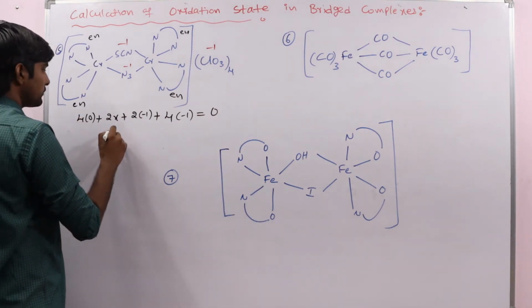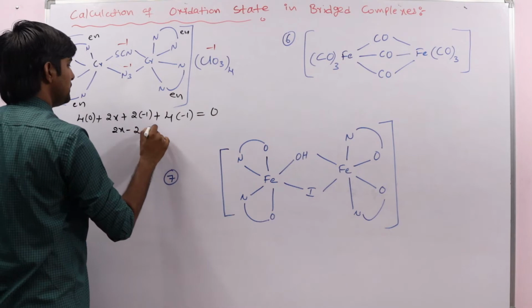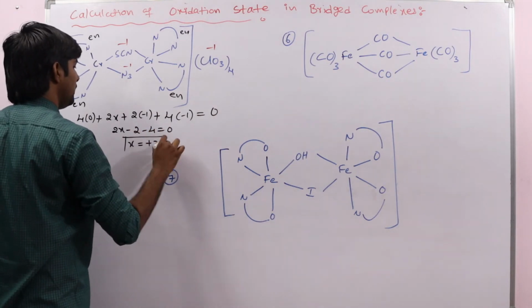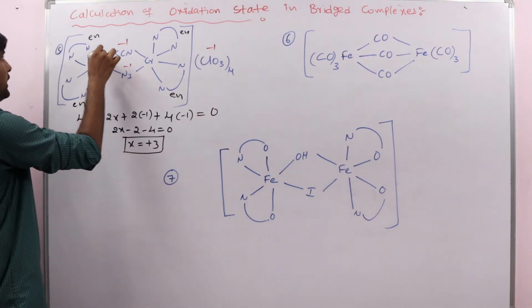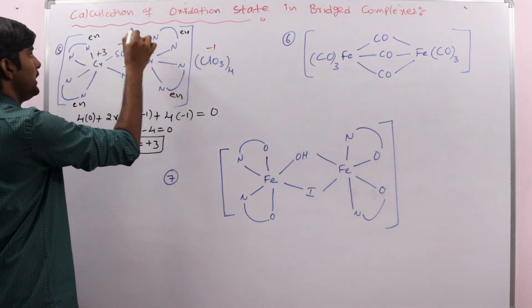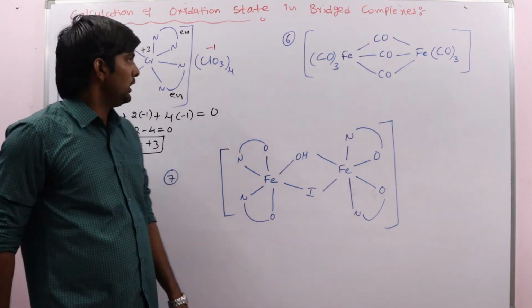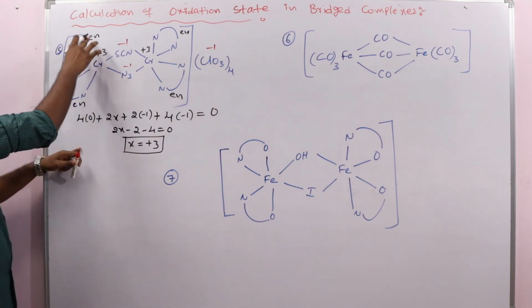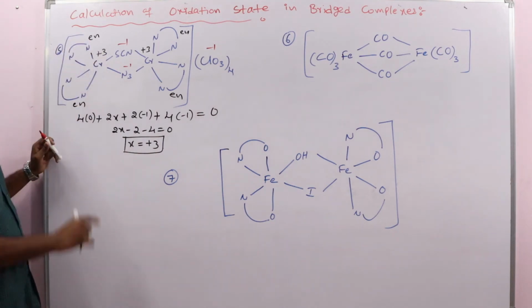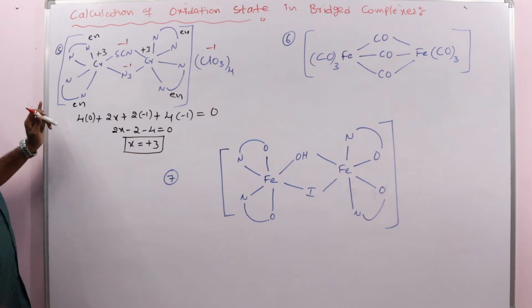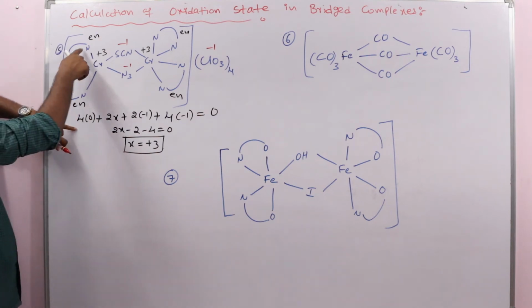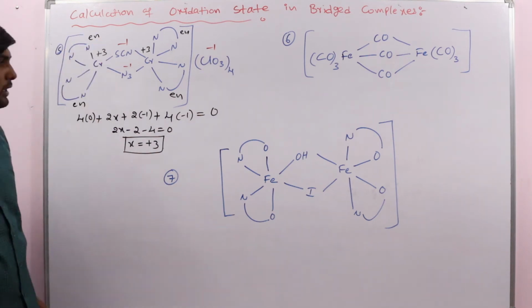Okay, see here 2x minus 2 minus 4 equal to 0. After simplification we get x is equal to +3. So oxidation state of chromium is how much? +3. Okay, clear? So very simple. Only thing is that without giving En directly they have given in this way. Okay, so don't confuse here, whatever it may be, however they may give, the procedure is the same. Only thing you should be able to identify which type of ligand that is.